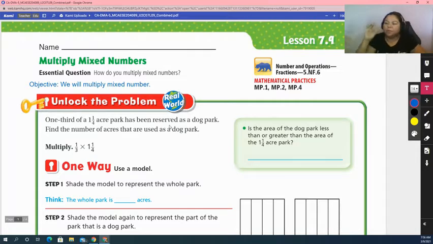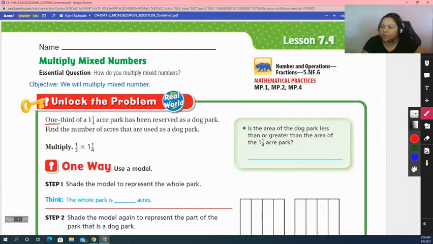So we're going to find 1/3, and this is the key here. 1/3 of, remember, of means to multiply. So if you have this word problem, you knew that you would have 1/3 times 1 1/4 of the acre park to find the number of acres that are used as a dog park.